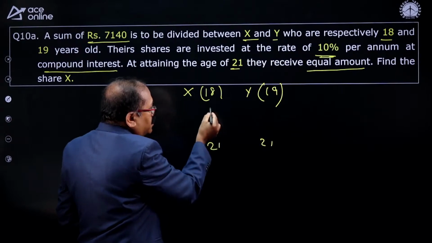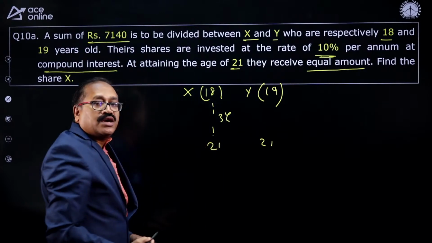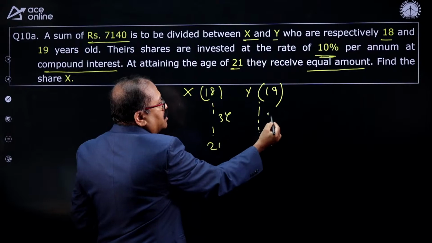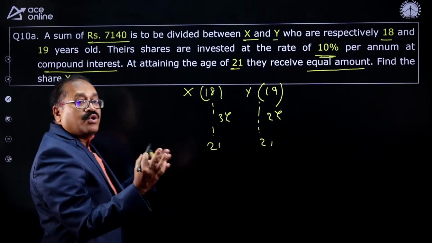21 years means from here to here, you notice how many years? 3 years. So the X amount is invested for 3 years. And what is this here? It is for 2 years. Okay. Now their amounts are equal.